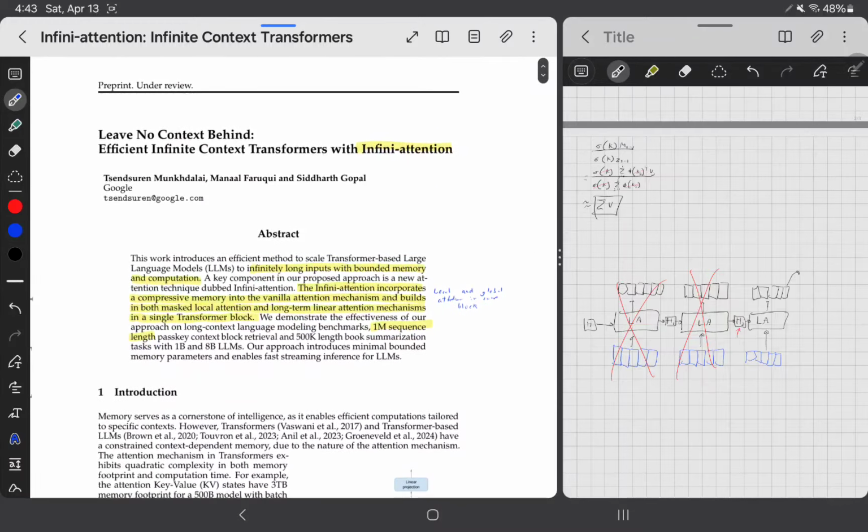Yeah, so cool idea nonetheless. This is Infini-attention.